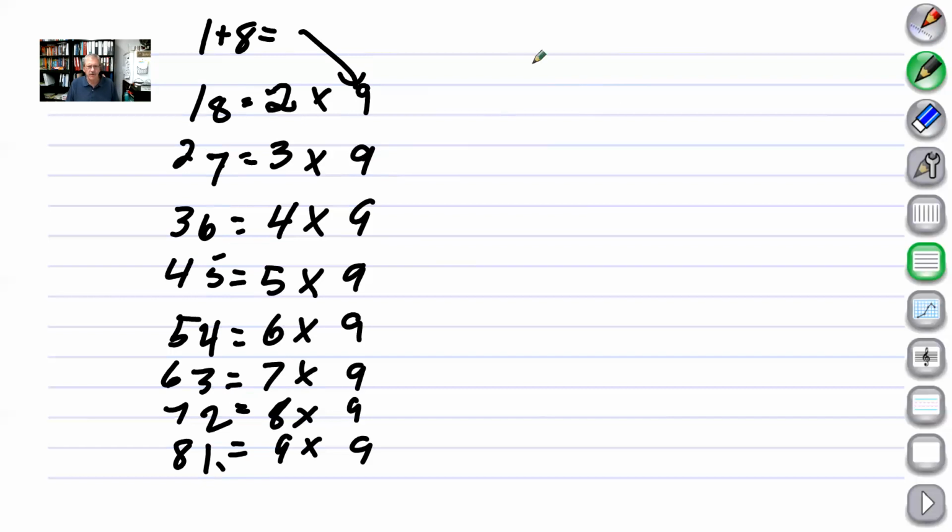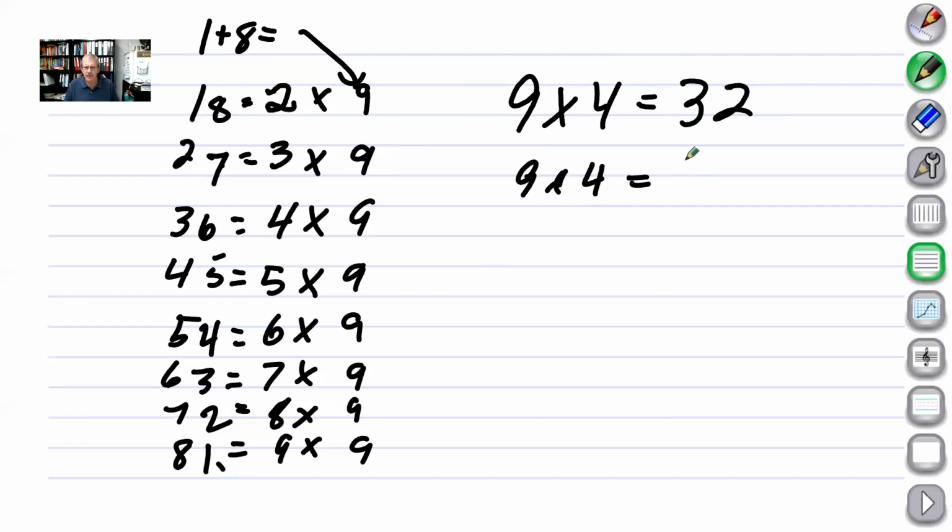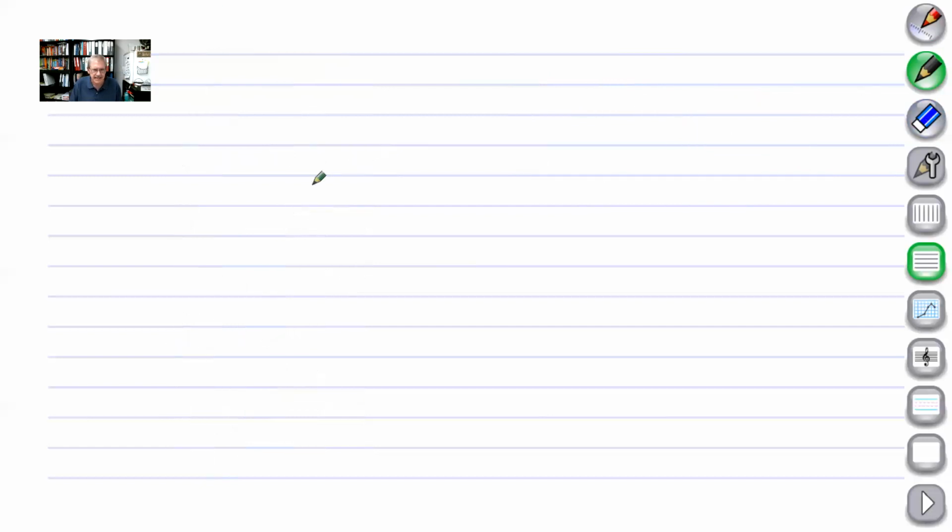So when you're doing your 9 tables, and you put 9 times 4 is 32, those numbers aren't going to add up to 9, so you goofed. So 9 times 4 has to be 36 because they have to add up to 9. So that's just a little trick for memorizing the 9s, which a lot of people have a little trouble with, those 9 tables and the 8s.